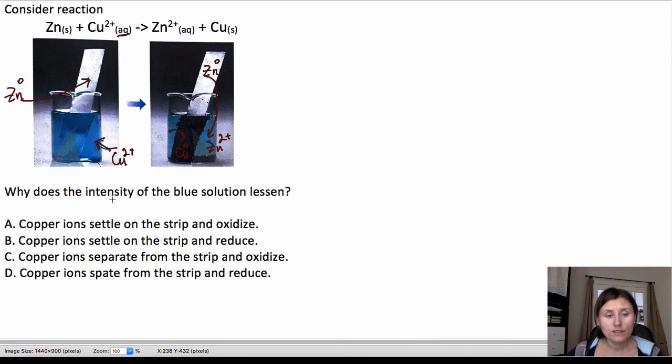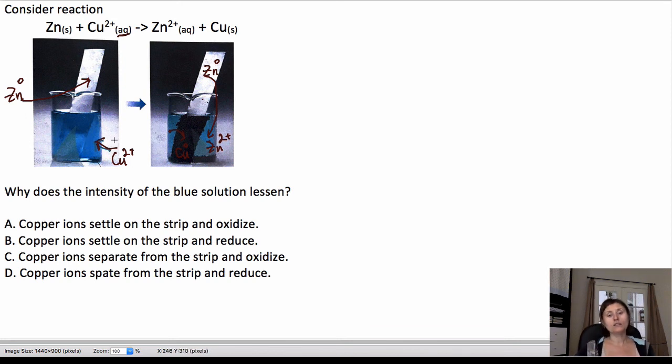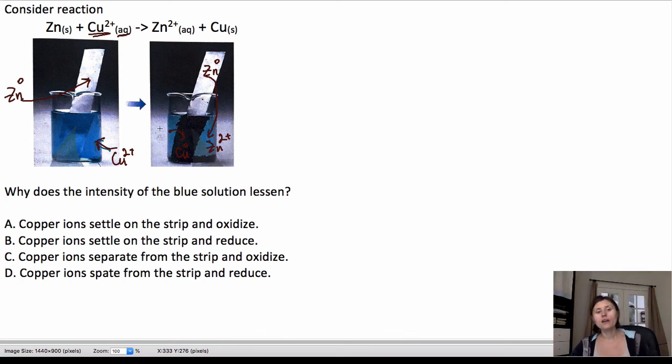Now let's look at the question. Why does the intensity of the blue color lessen? Based on this equation, it looks like copper is what's giving this blue color to the liquid. If you look at this one, the blue color kind of goes away, but then we see the black or really dark metal starts to settle on a strip. This tells us that the copper from the blue liquid goes and settles on this zinc strip, and therefore the liquid part is less bright, less blue, because it's losing that copper hue. So let's look at the answers that we've got.